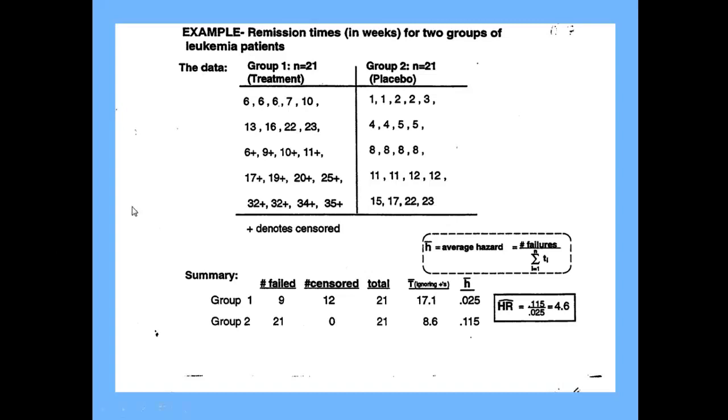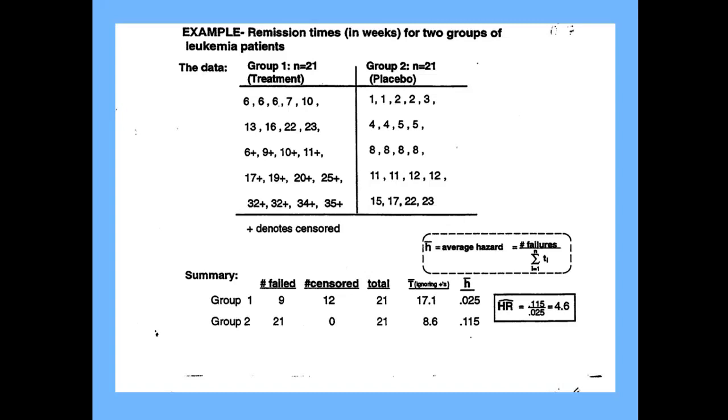So how many people in group 1 failed? I'm talking about went out of remission. You can count them because the people that failed are the ones that don't have pluses on them. With the ones with pluses, you don't know what happened to them. Maybe they failed or went out of remission, but you don't know when. So you count this as 9. There were 9 people that went out of remission. How many went out of remission in group 2? All 21.